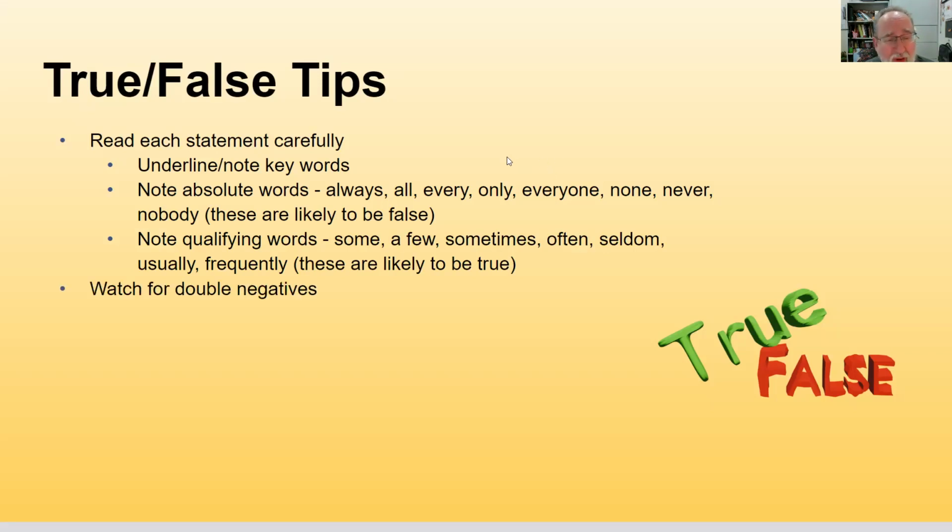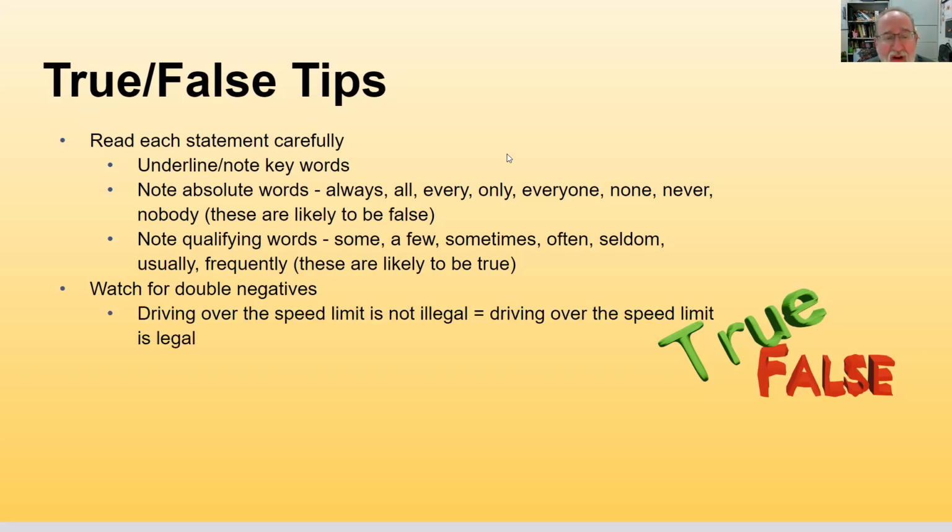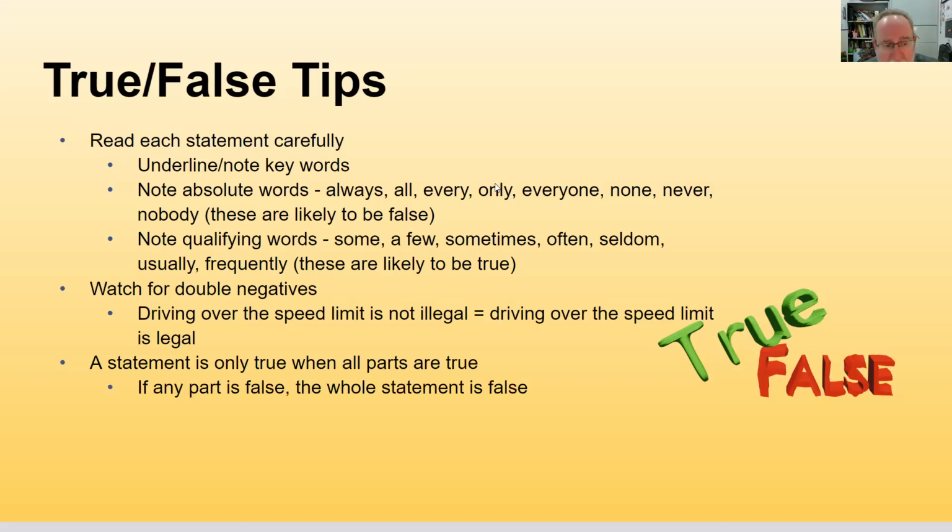Watch out for things like double negatives. For example, driving over the speed limit is not illegal. In other words, driving over a speed limit is legal. That's false. Now, please note here, a statement is only true if all parts of it are true. If any part of it's false, the whole statement is false.